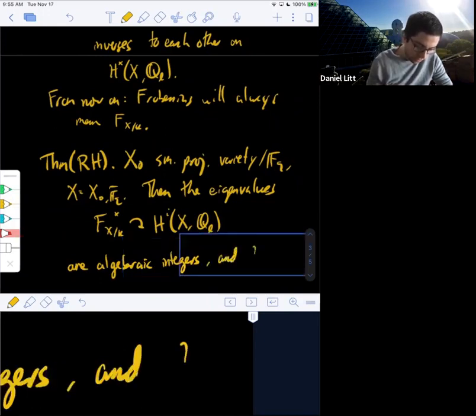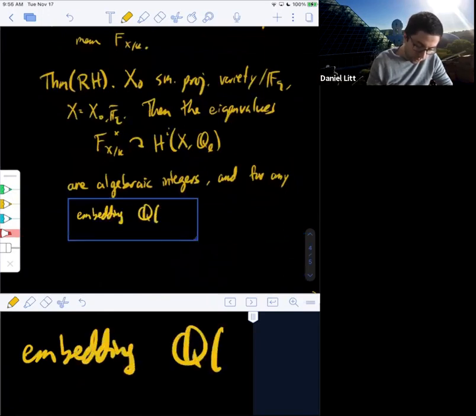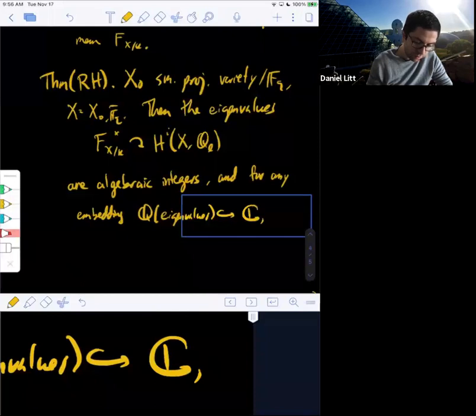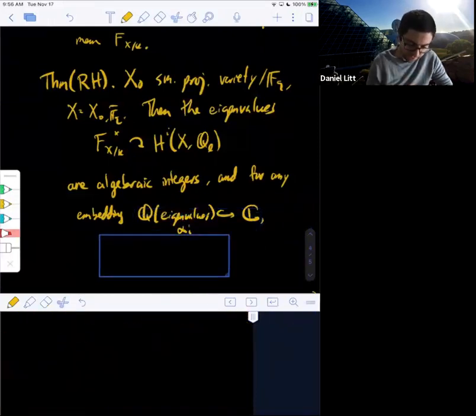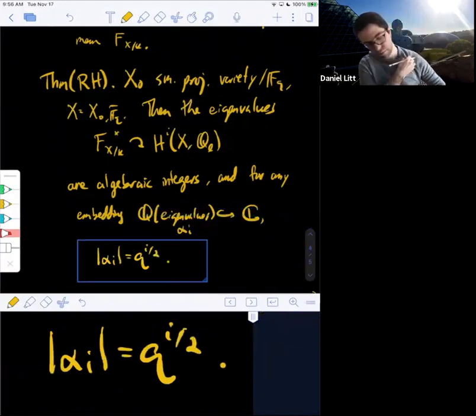And for any embedding of Q adjoin the eigenvalues into C. So let me give the eigenvalues names. Let me call them alpha i. The absolute value of alpha i is q to the i over 2. All right, so this is the statement.